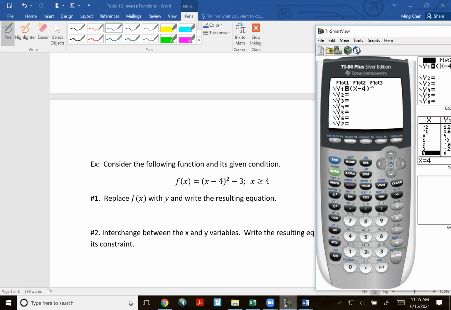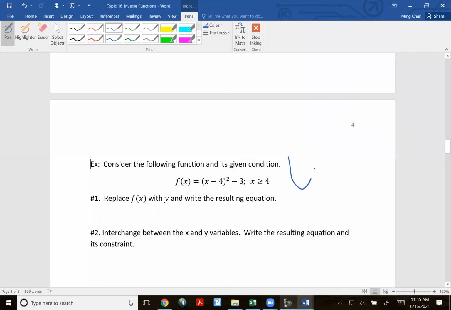So I'm just going to quickly draw this for you, and as you see, here's a U, but I can only look at it from 4 to the right. So that means this U, I can only look at from positive 4 to the right. I know this point is 4, negative 3 right now, because there's something else I want to show you in another topic.